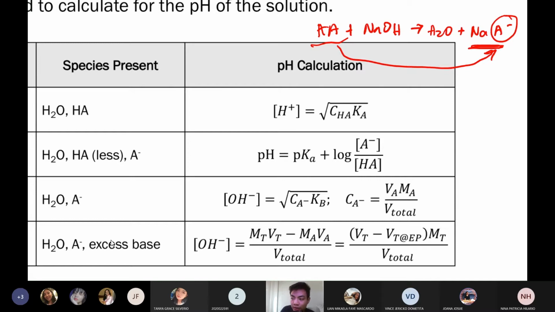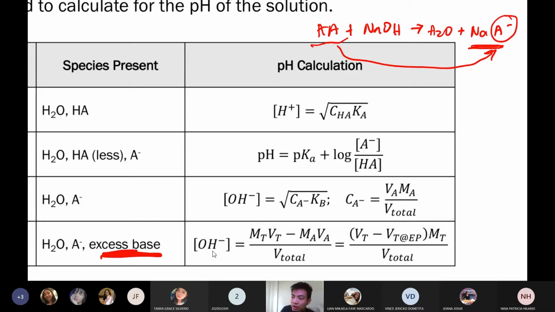Pwede ito, pwede ito. Pero, sino mas malakas? Yung base. Kasi strong base to, ito weak base to, di ba? Okay. So, yan. Mas malakas tong excess base kasi strong base to eh. So, the pH is heavily reliant on the amount of the excess base. Okay? So, that's why our equation here is, ayan, simple equation na tayo ulit.